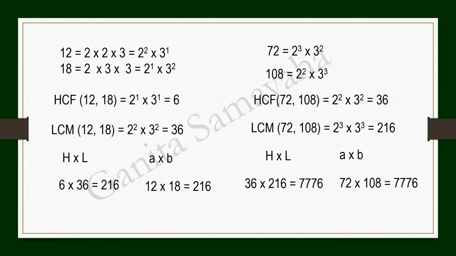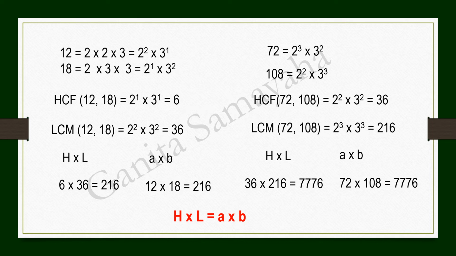Okay, fine. I have given it to you and all these are correct. Let us assume it is correct. You can all verify it later. Clear? What have we established from here? What do you understand? H into L is 216, and A into B is also 216 for this set of numbers 12 and 18. And for this set of numbers 72 and 108, we have H into L as 7776 and A into B is also 7776. So what do we establish from these two examples, children? Yes, H into L is equal to A into B.